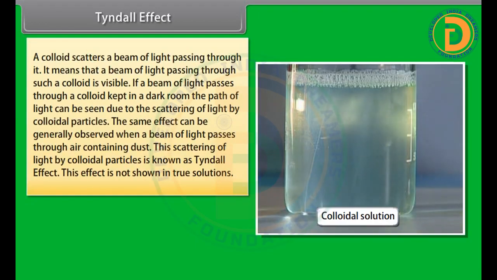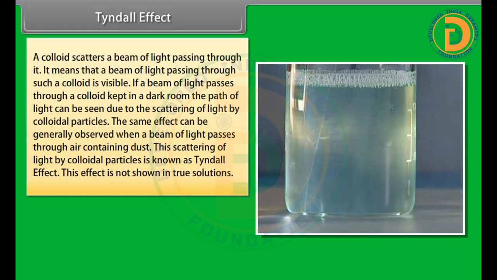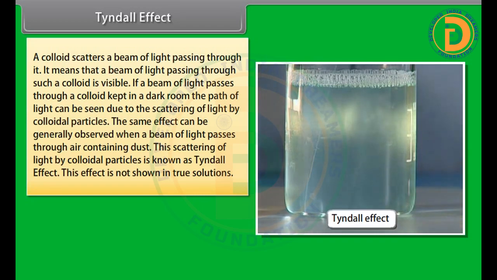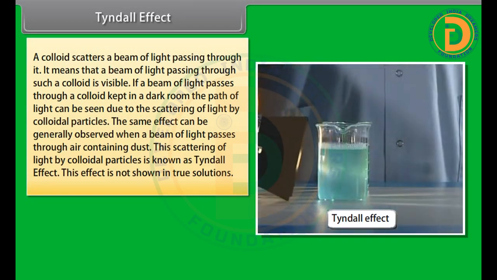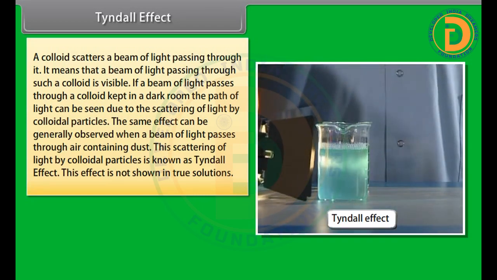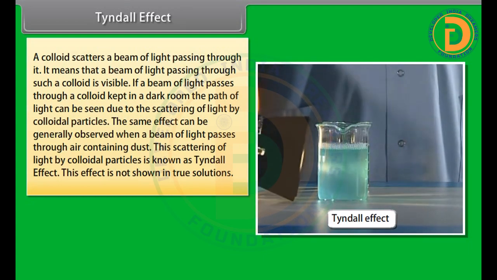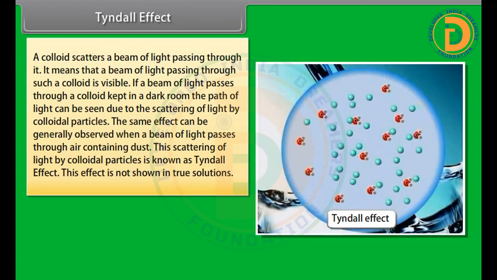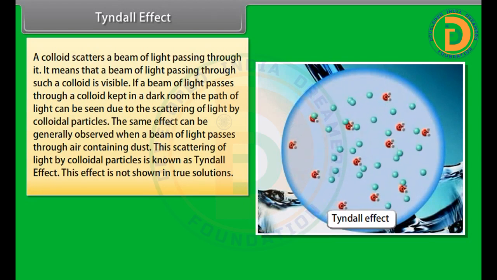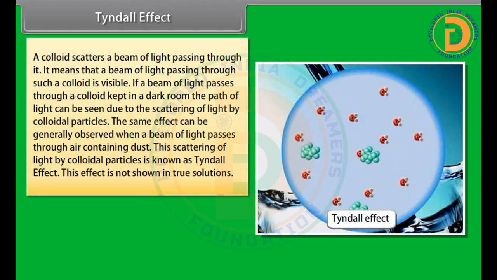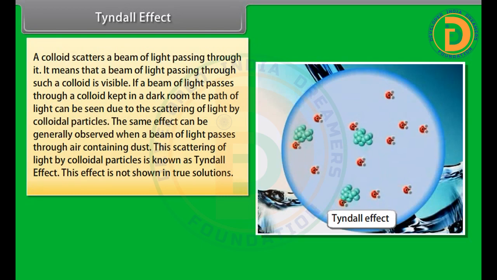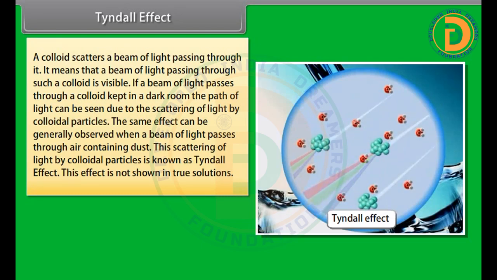Tyndall effect. A colloid scatters a beam of light passing through it. It means that a beam of light passing through such a colloid is visible. If a beam of light passes through a colloid kept in a dark room, the path of light can be seen due to the scattering of light by colloidal particles. The same effect can generally be observed when a beam of light passes through air containing dust. This scattering of light by colloidal particles is known as Tyndall effect.